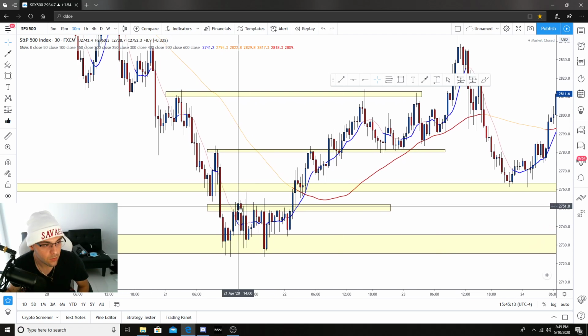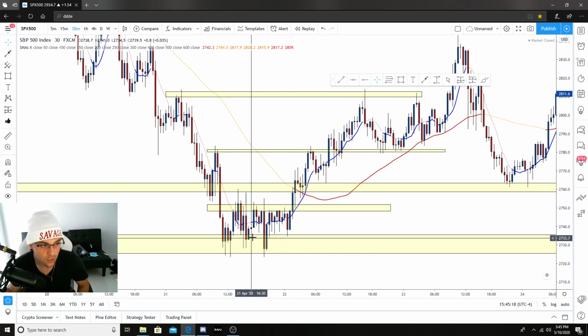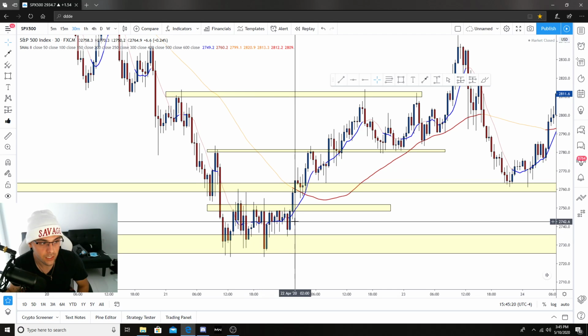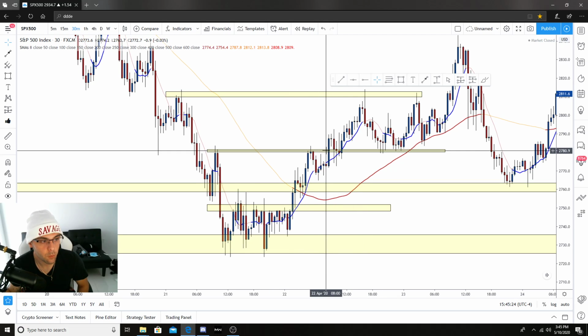Anyways, as you guys can see here, we did break this level of resistance on the 30-minute, respecting in confluence of our 4 hour support. So most likely what we're going to do is we're going to retest this level right here. And that's exactly what we did.